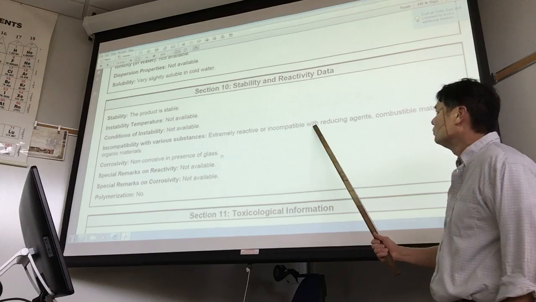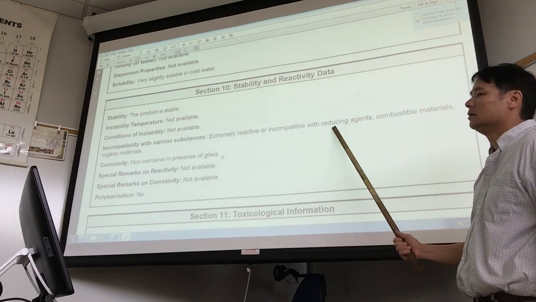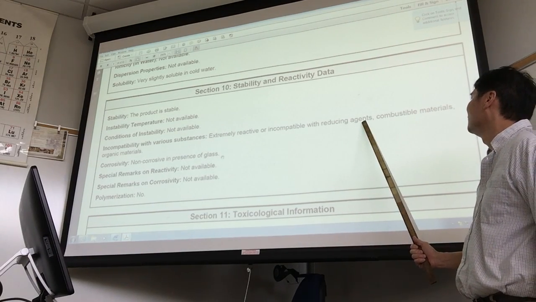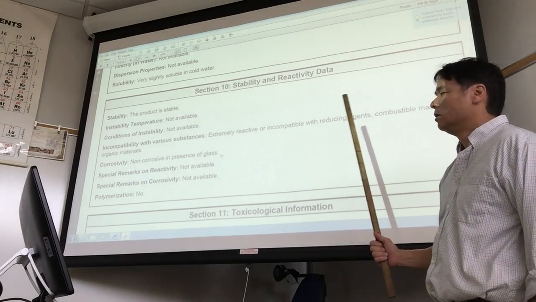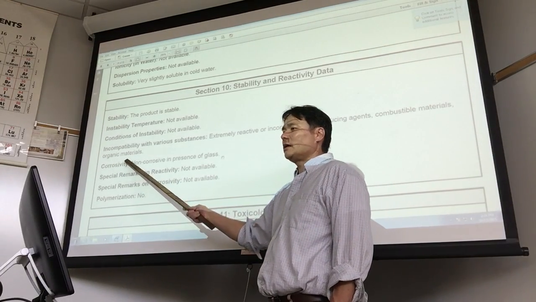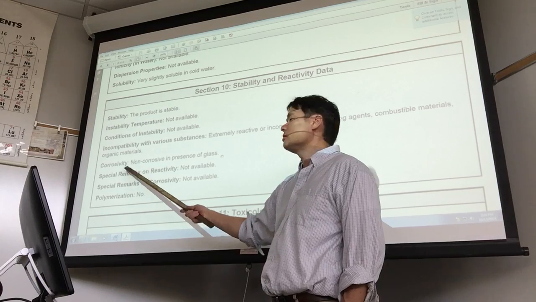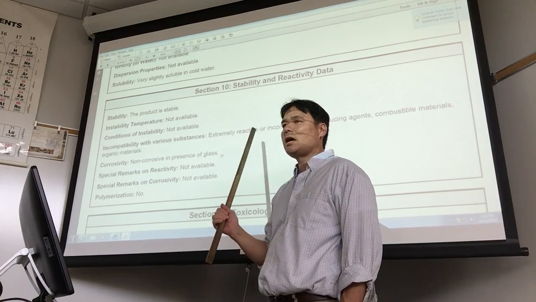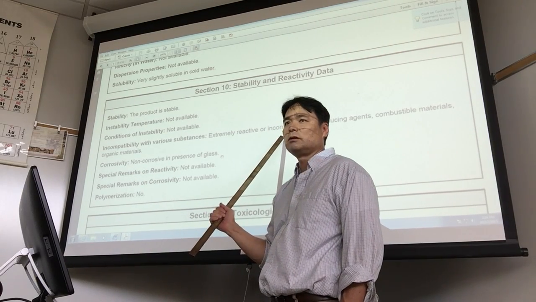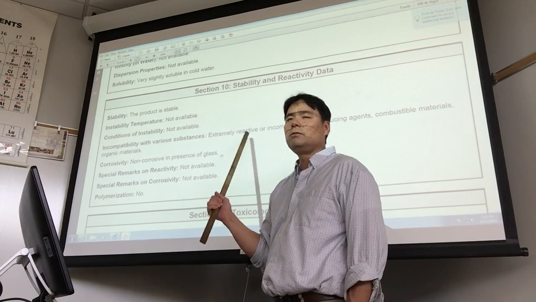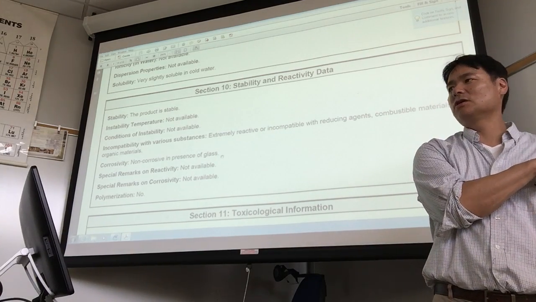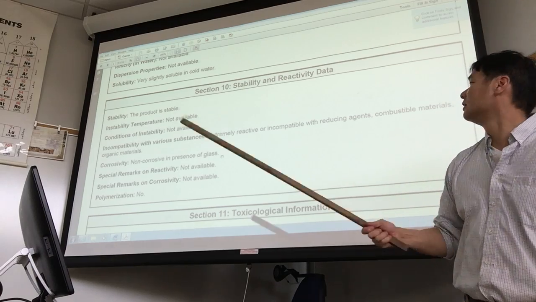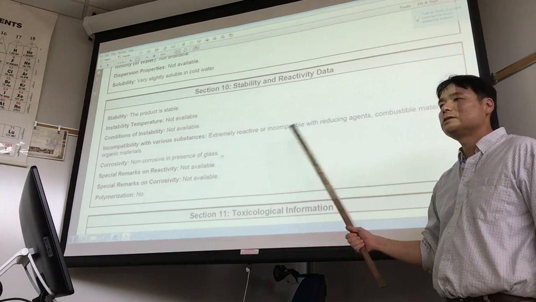Or incompatible with reducing agents, combustible materials, organic materials. And so these things are going to either catch on fire or explode, basically. So we have to be careful. We wouldn't want to mix potassium chlorate with sugar, would we? The sugar is an organic combustible material.